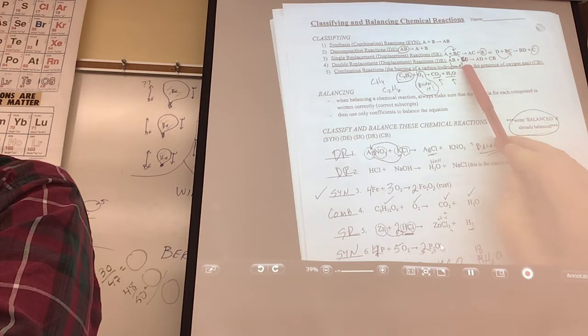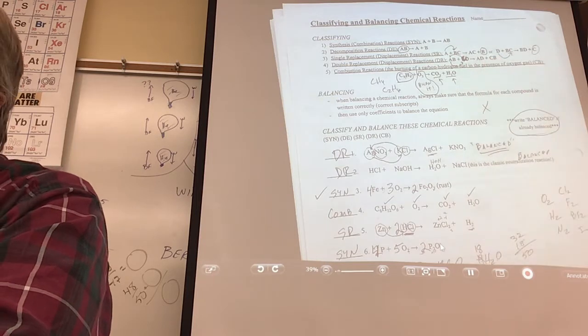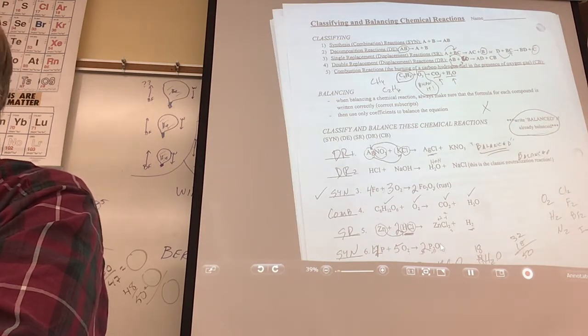Did everybody change that? Look on your papers. Did everybody change it? Okay, equals AD. So here, the metals kick each other out, and they form two different compounds like that. That's called double replacement there.